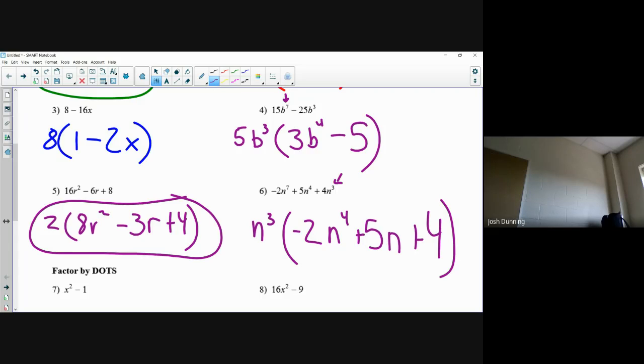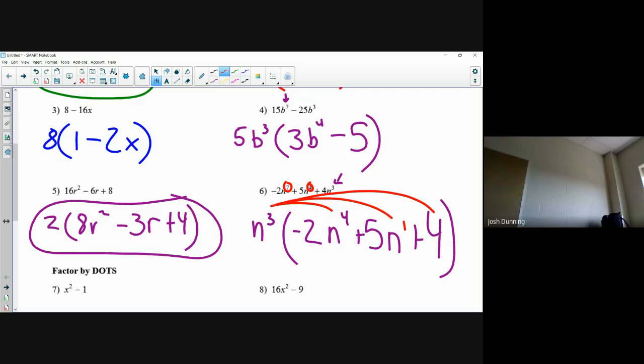Now, like I said, if you went through and you distributed that, you would end up with the original. Because I don't know if you remember, but when you multiply x's or n's or g's or whatever letter, you add their exponents. So if I were to go through, and this is not part of the question, this would be like a check. If I were to do all this distribution, 3 plus 4, 7. 3 plus 1, 4. And then just n cubed times 4, 4n cubed.